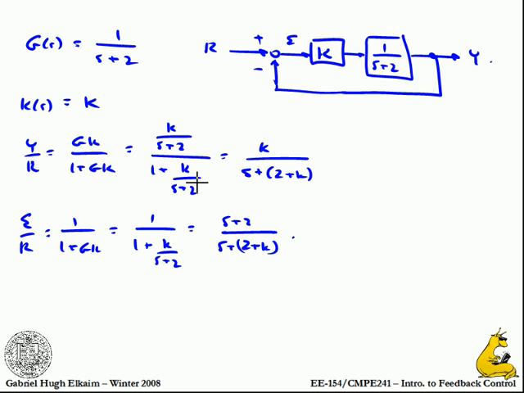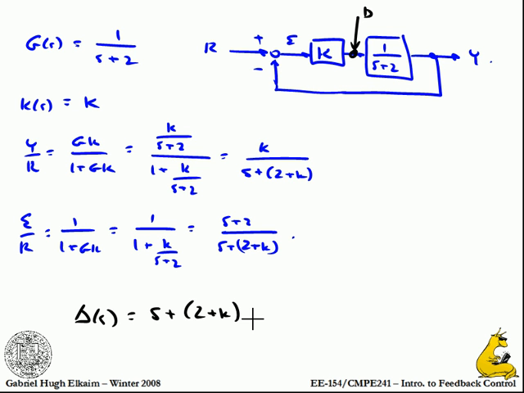Okay. So my characteristic equation is simply the denominator. Realize that the denominator is always the same. And even if I had a disturbance input that came in here, right, the denominator would still be the same. All right. So the denominator is always the same, and it's S plus 2 plus K. Okay. So I've got that so far.